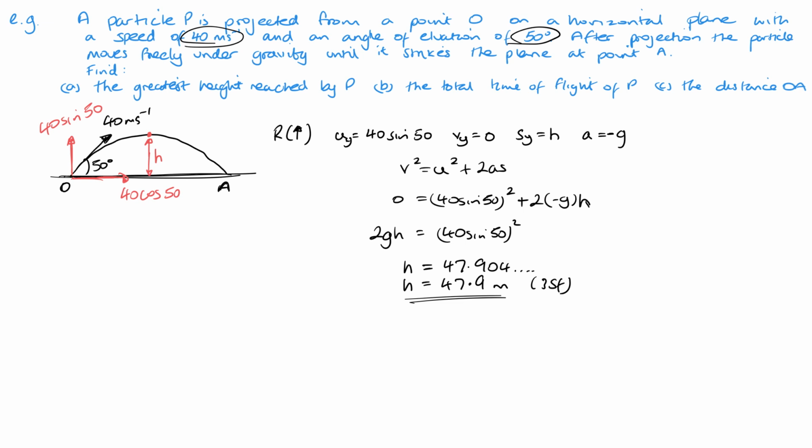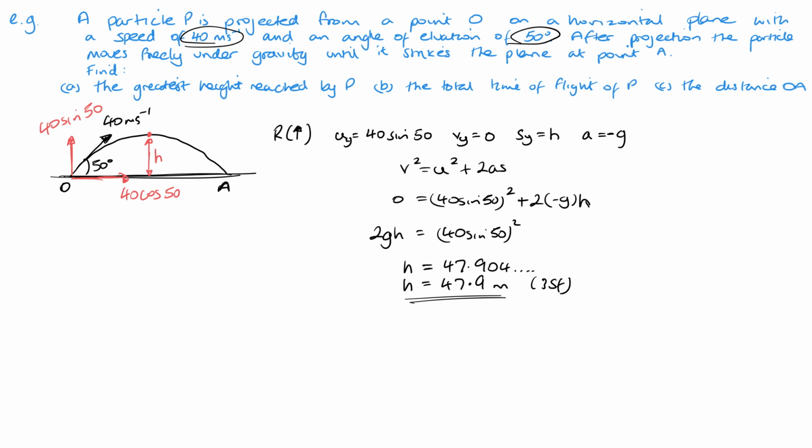And for this, we could use the same as what we've done. Find the time to this highest point and then double it, because this is going to be symmetrical. But it doesn't always work with every problem. So it's easier just to look at it as one whole motion. So from O to A. And if I think of that vertical height, that's going to be zero. So let's go ahead and look at that.